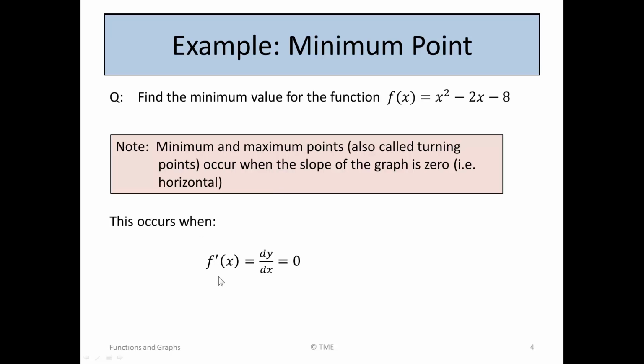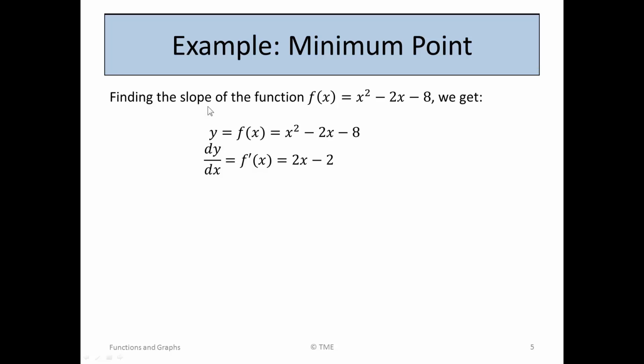These points occur when f dash x, or dy/dx, equals 0. So let's find the slope now of the function f(x) = x squared minus 2x minus 8, or y = x squared minus 2x minus 8. So if y = f(x) = x squared minus 2x minus 8, we can differentiate it. The dy/dx, or the f dash x, is as follows.